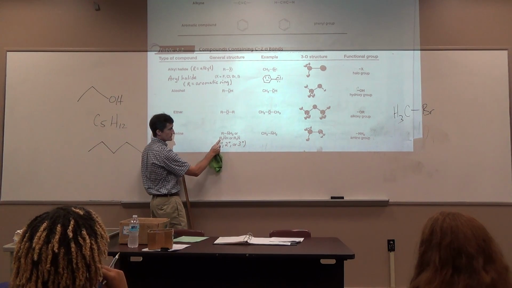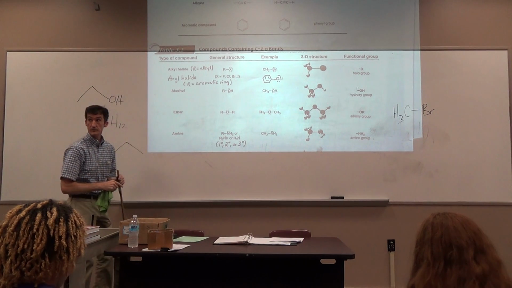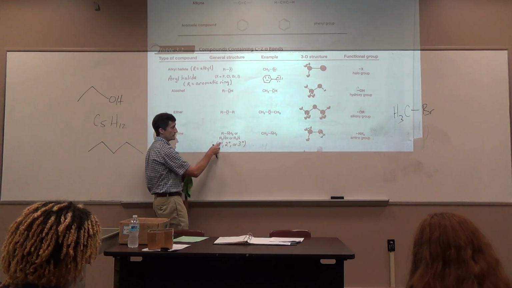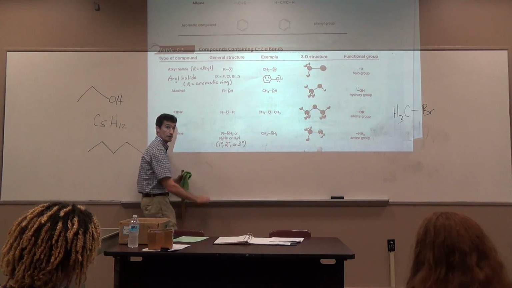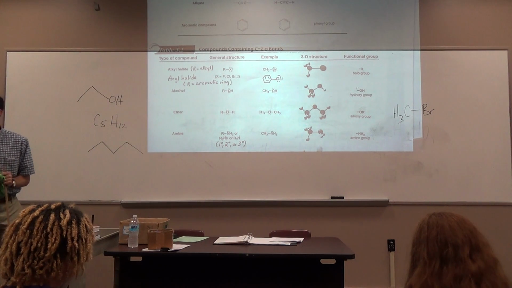Or you can have a nitrogen that has 2 R groups and only 1 H, or you can have a nitrogen that has all 3 R groups as the bonds. Just 1 R group is called primary, 2 secondary, 3 is tertiary. This indicates the number of R groups, or the number of carbons that's bonded to the nitrogen.